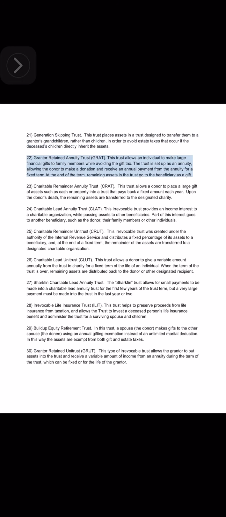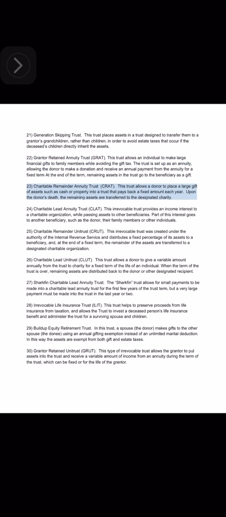22. Grantor Retained Annuity Trust, GRAT. This trust allows an individual to make large financial gifts to family members while avoiding the gift tax. The trust is set up as an annuity, allowing the donor to make a donation and receive an annual payment from the annuity for a fixed term. At the end of the term, remaining assets in the trust go to the beneficiary as a gift.